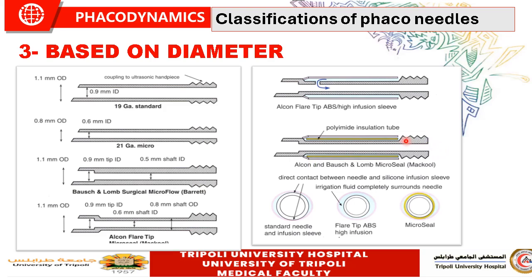Another innovation was made by what is known as the McCool phaco tips, in which they incorporate a polymer insulation tube in between the sleeve and the phaco needle. This acts as a barrier for thermal transmission, so the heat will not be transmitted to the wound, thanks to the presence of this insulator. This is called the micro seal tip, and it was invented by Bausch and Lomb, also known as McCool phaco needles. These are the different types of phaco needles based on the diameters.